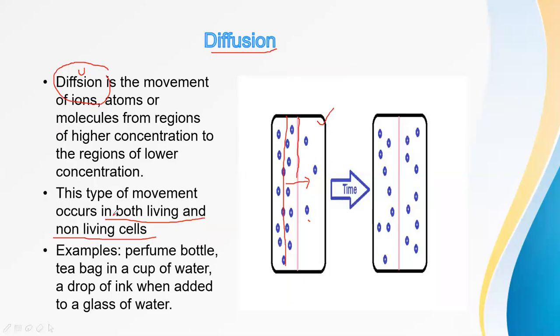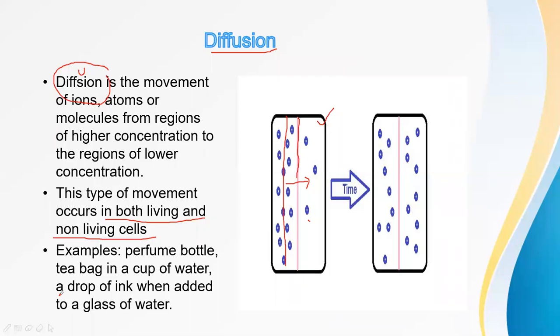In the same way, you can do this kind of experiment in your home. Take a tea bag and put this tea bag in a cup of hot water. Then slowly you can observe the color of the tea spread into the water. It means the tea bag has a high concentration of tea, and when you drop this tea bag into the water, the tea slowly moves to the low concentration area, like water.